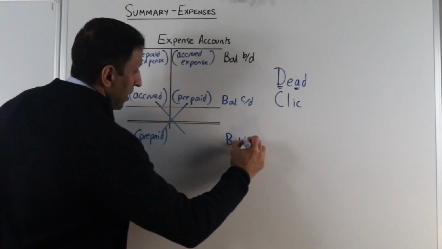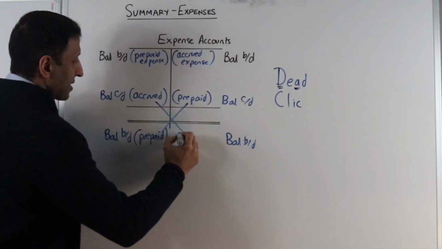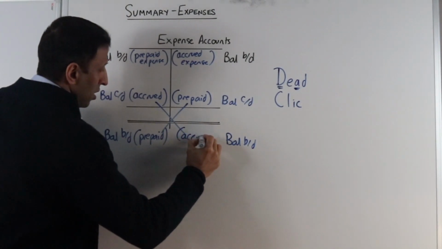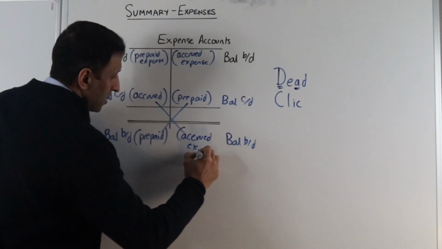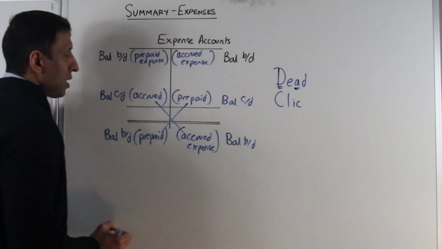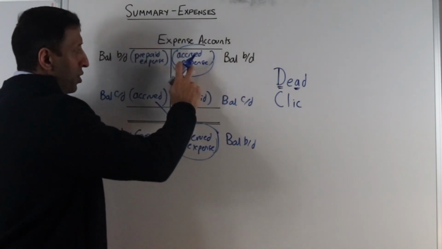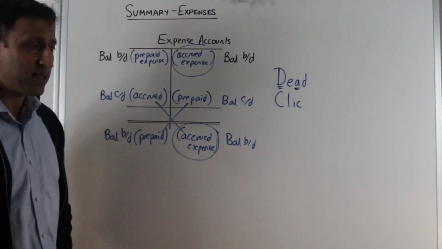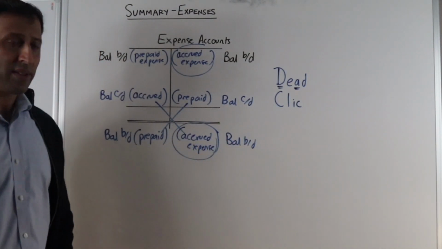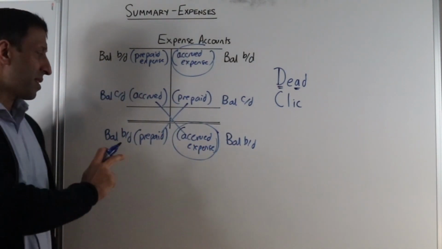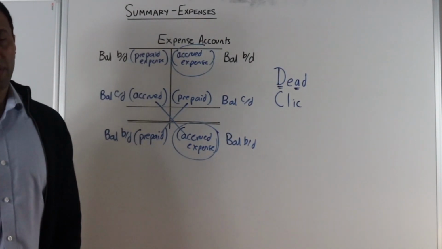Okay, and then obviously this would come down on the opposite side as well. So if the brought down is going to be on that side for an accrued expense. Okay, so if you have a look, that's the same side as that. So an accrued expense brought down on the credit side, brought down on the credit side. A prepaid expense brought down on the debit side, prepaid expense brought down on the debit side.